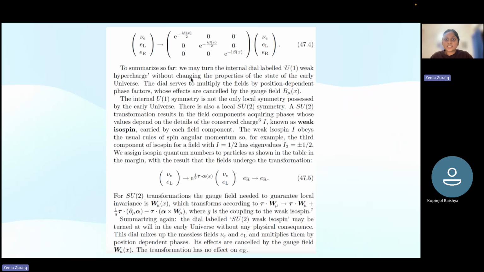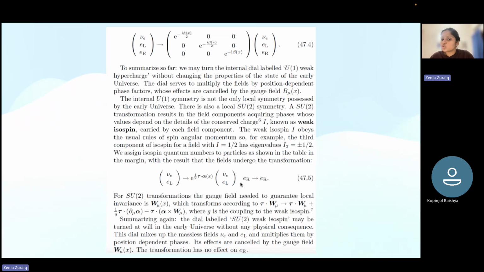So you can see that we may turn the internal dial labeled U1 weak hypercharge without changing the properties of the state of the early universe. The dial serves to multiply the fields by position dependent phase factors whose effects are cancelled by the gauge field B mu. Similarly, SU2 may be turned, or basically you can imagine it as changing the properties without any physical consequence. The dial mixes up the massless fields, the neutrino and the left-handed electron, multiplies them by position dependent phases, but its effects are cancelled by the gauge field W mu of x.